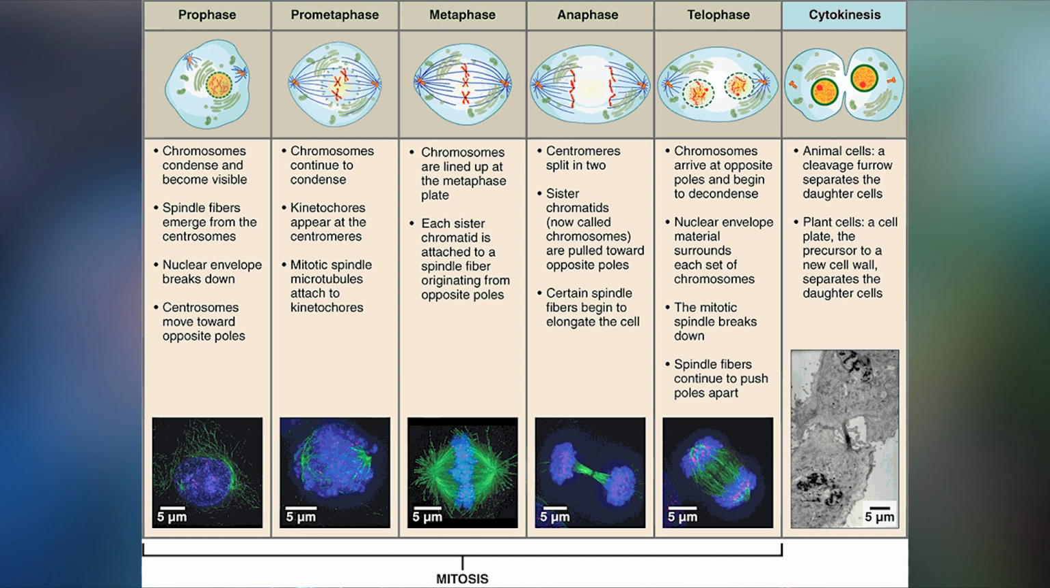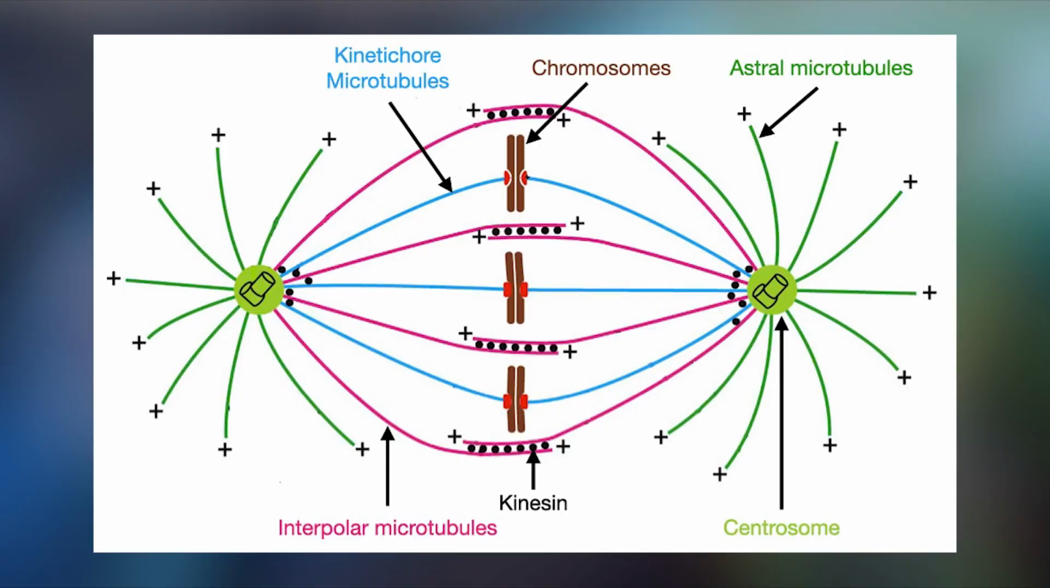Now, remember I said that the spindle apparatus is composed of the centrosomes plus associated proteins plus the microtubules. Well, there are actually 3 different types of microtubules. I mean, they're not really different, they're the same stuff, but they're used for different things, and they form different components of the spindle apparatus. So it's important to distinguish these.